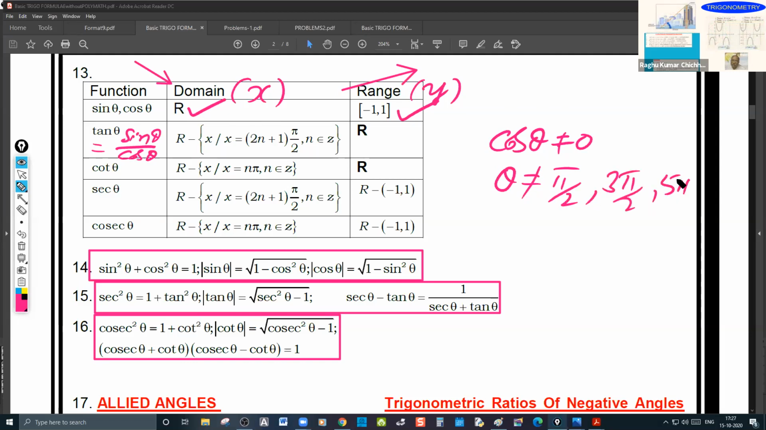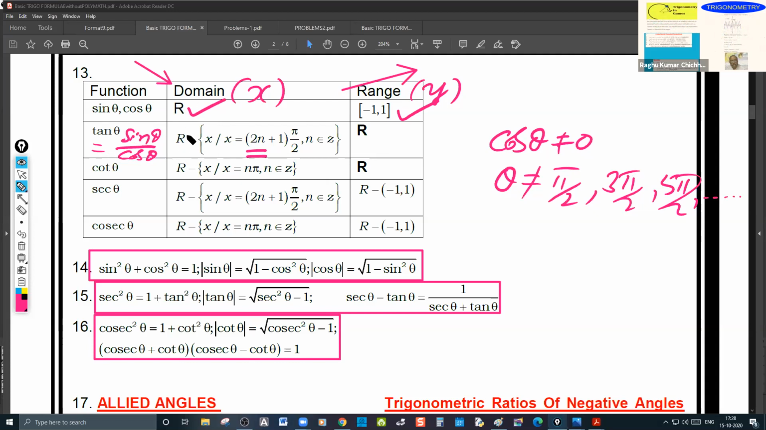It should not be 5 pi by 2. If it becomes any odd multiple of pi by 2, this cos theta becomes 0 and thereby tan is undefined. That is why it is also taking the set of real numbers, but we subtract those values from the set of real numbers. That makes it undefined. That is how you have to understand this.